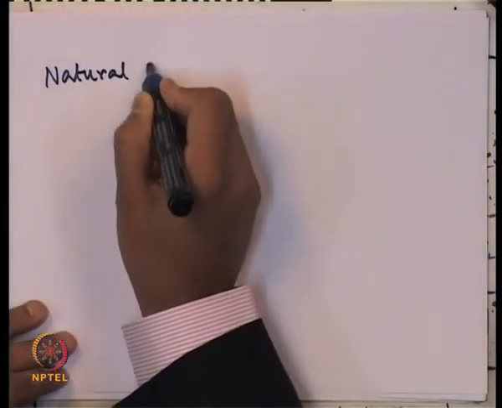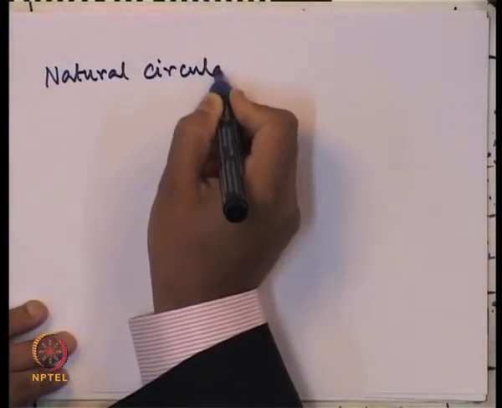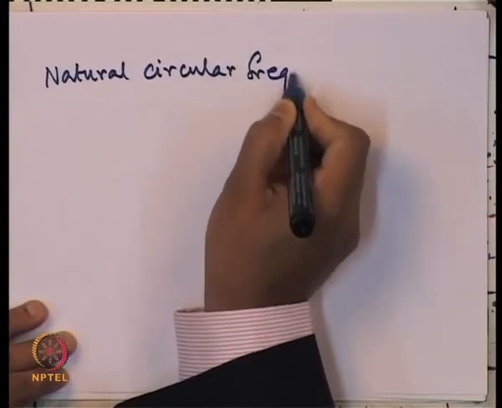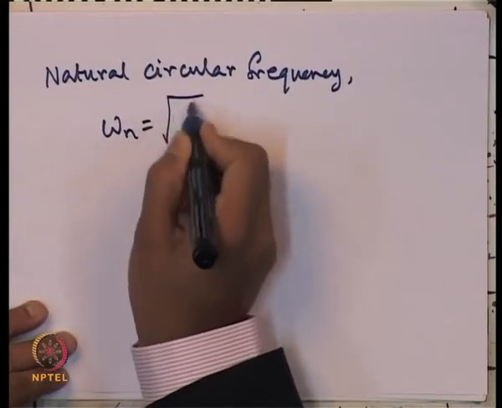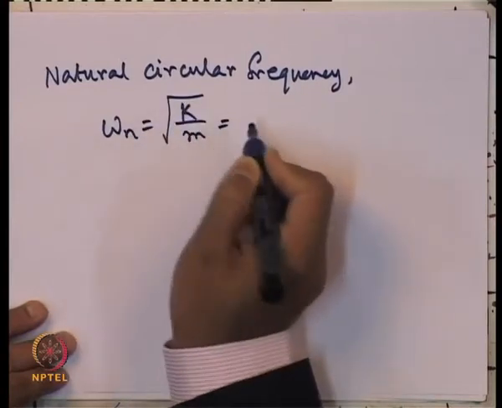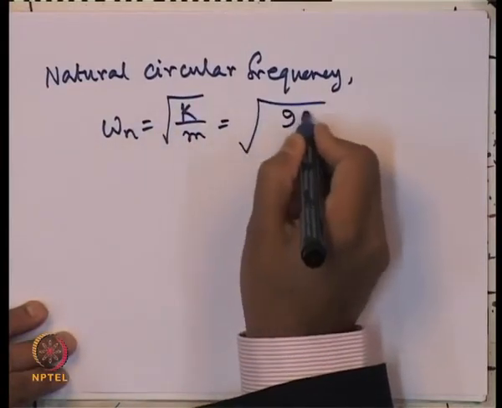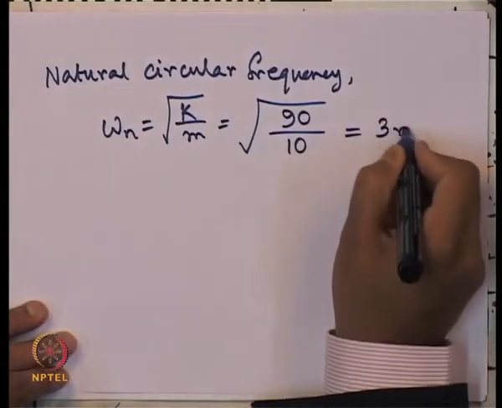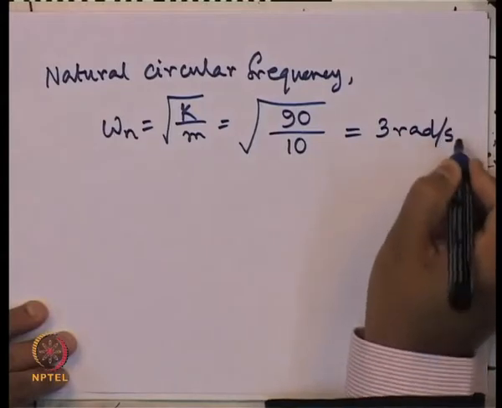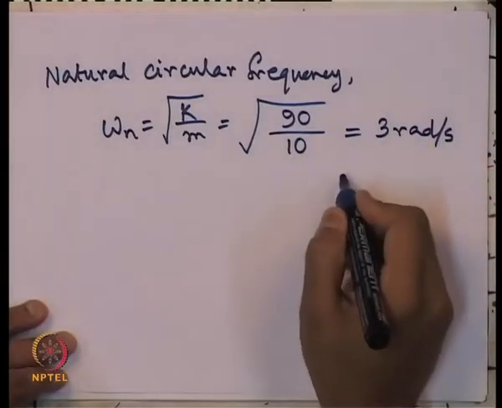Now, let us calculate the values whatever has been asked in this question. We have to find out the natural circular frequency, which is omega n, nothing but root over k by m. What are the values given? k is 90, m is 10 kg, which comes out to be 3 radian per second. That is another answer.